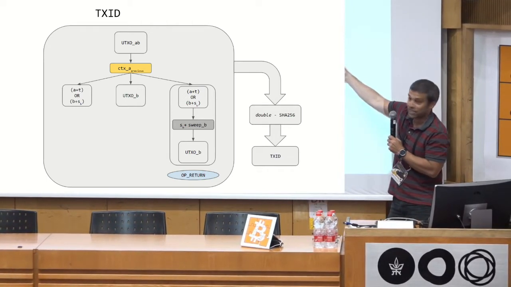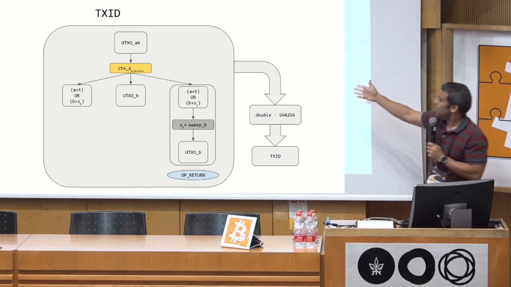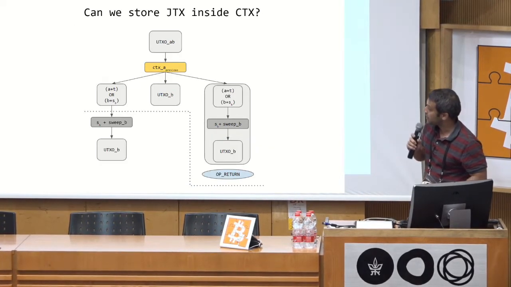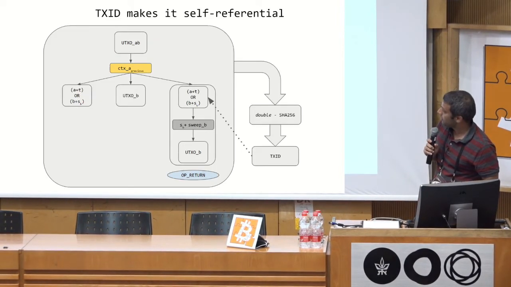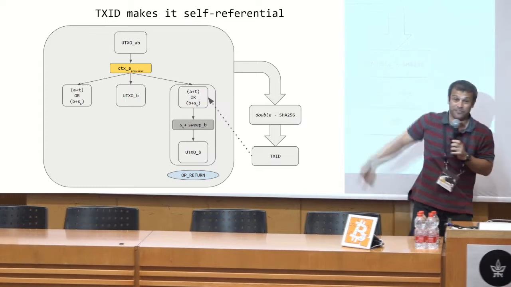You SHA-256 hash it twice, or is it once? I'm not sure for the TXID, but I think it's twice. And then you get the TXID. But this is the TXID, sorry. This is the TXID that is actually used in the justice transaction itself.